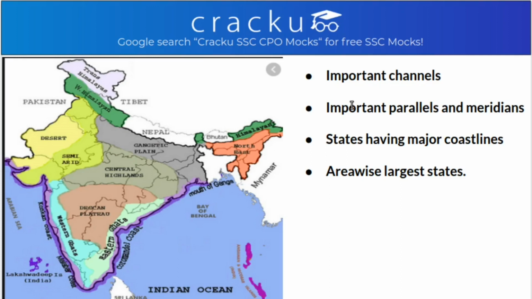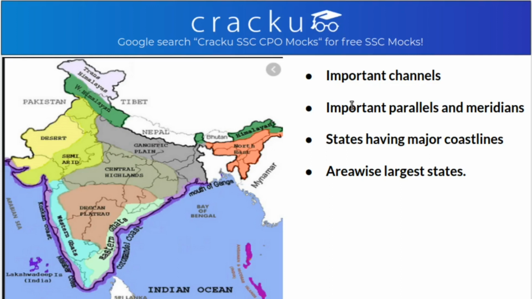Now the important parallels and meridians are the Tropic of Cancer, that is 23 degrees 30 minutes north. The northernmost parallel, that is Indira Col, is 37 degrees 6 minutes north. The southernmost parallel on the mainland, that is Kanyakumari, Cape Comorin, is 8 degrees 4 minutes north. The southernmost point of the Indian Union, Indira Point, is 6 degrees 45 minutes north.